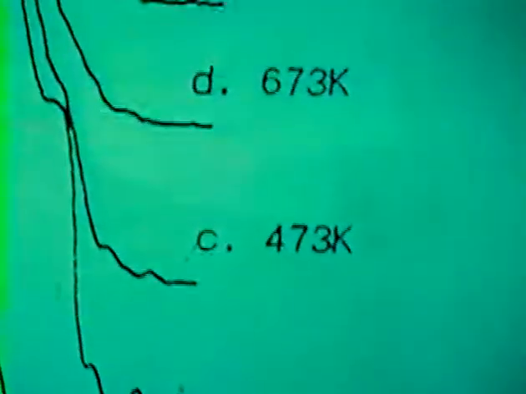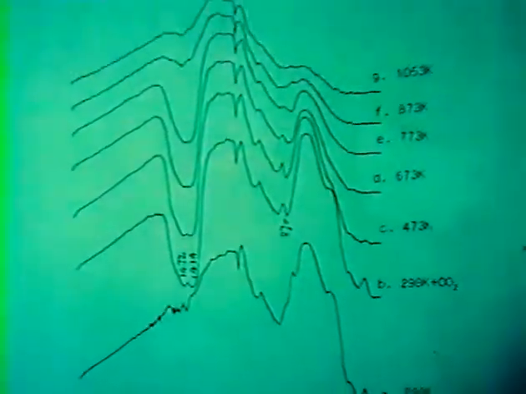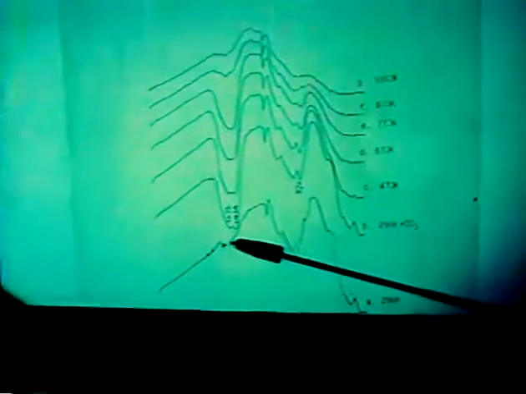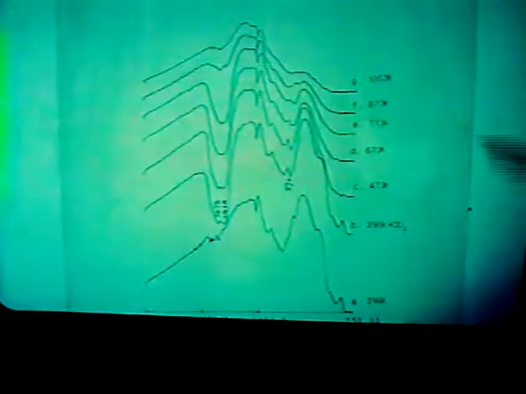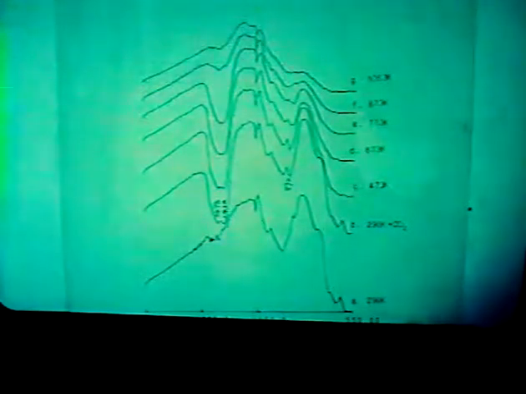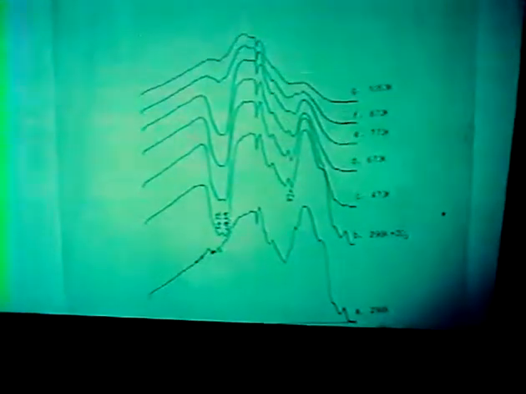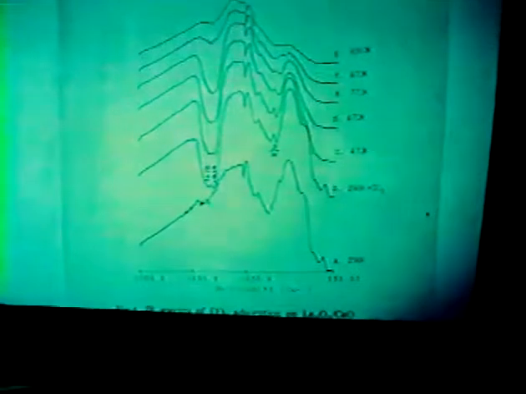When the outgassed catalyst was exposed to carbon dioxide, there immediately appeared three bands of IR absorption. These three IR bands could be designated to unidentate carbonate species on the surface. When the sample was heated in vacuum, these three bands decreased gradually, and at about 873 K, these three bands almost disappeared.